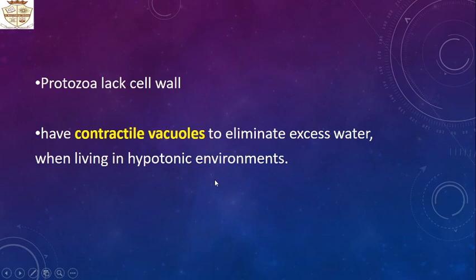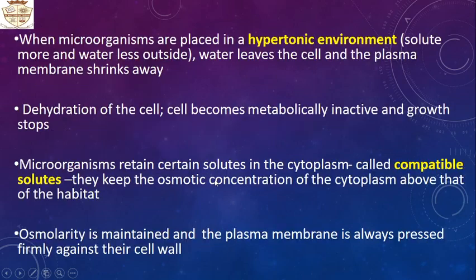So contractile vacuoles keep on removing excess water which enters the cell. So this was in case of hypotonic environments, either the bacteria remove the solutes, keep them in inclusion bodies, thus maintaining their level at a lower level in the cytoplasm, or they have pressure sensitive channels through which solutes can leave the cell, or they have rigid cell walls to protect the cells, maintain their shape and rigidity. Protozoa have contractile vacuoles to eliminate excess water entering the cell.